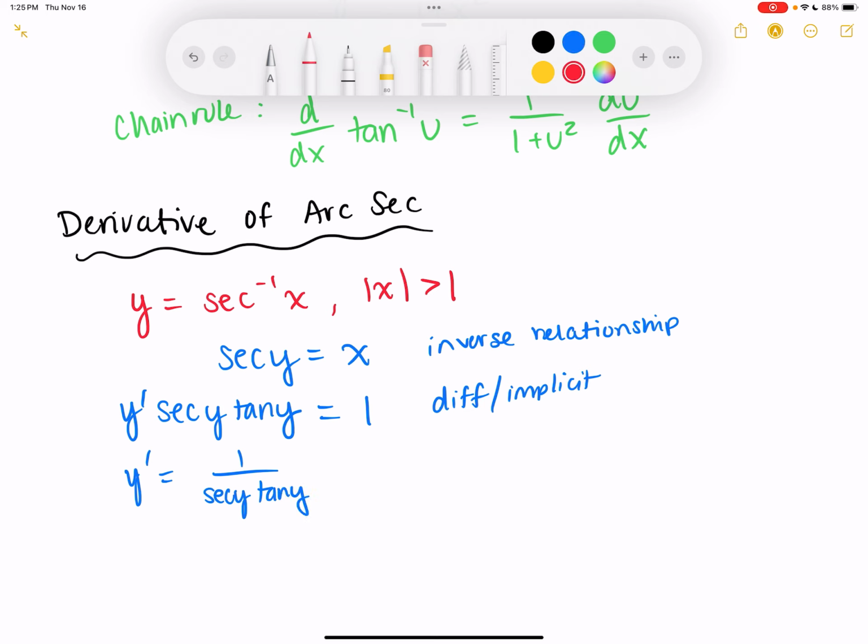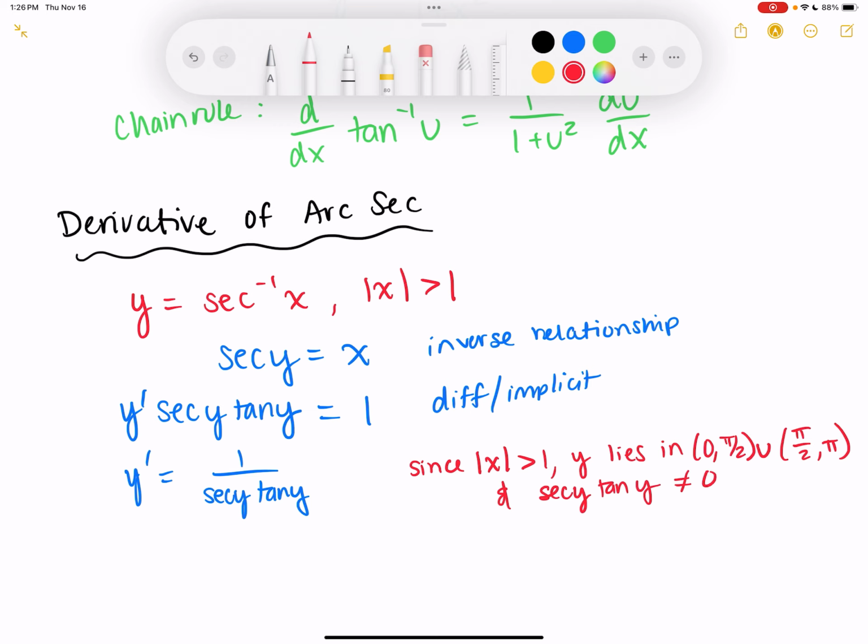Now, something to note about this: since the absolute value of x is greater than 1, y lies in 0 to pi over 2, union pi over 2 to pi, and secant of y, tangent of y is not equal to 0 because of that. That's why we've removed pi over 2, as well as 0 and pi, because those would cause problems. But everything in between is fine.